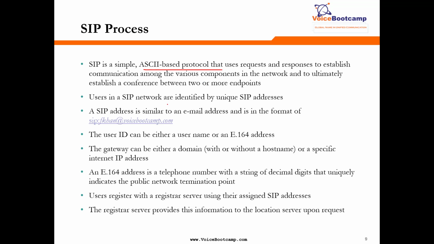Now, users in a SIP network will be given unique SIP addresses. The address may look very similar to an email address, but of course that is not an email address. It could be, for example, fcon@voicebootcamp.com, or it could be 1416-839-1717 at voicebootcamp.com. So the user ID could be either a username or an E.164 address. The gateway can either be a domain with or without the host name, or specific internet IP addresses. The E.164 address happens to be a fully qualified telephone number that is basically controlled by the public switched network.